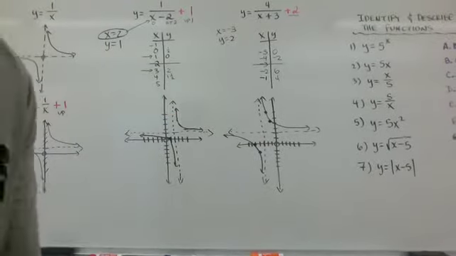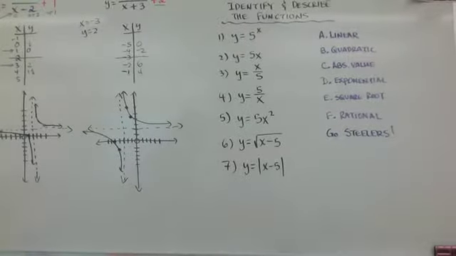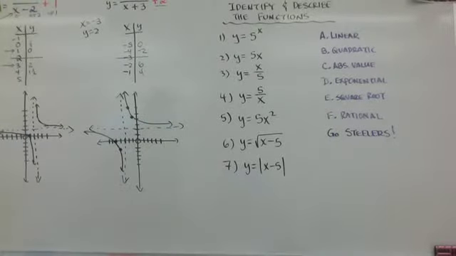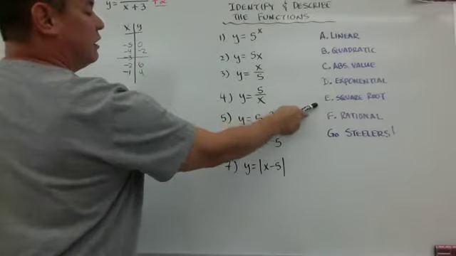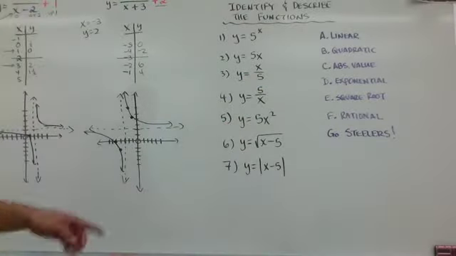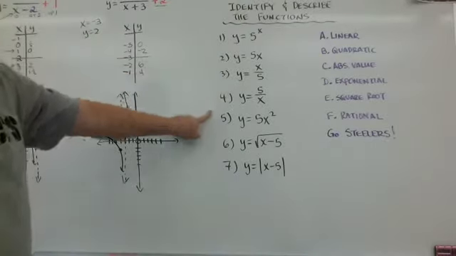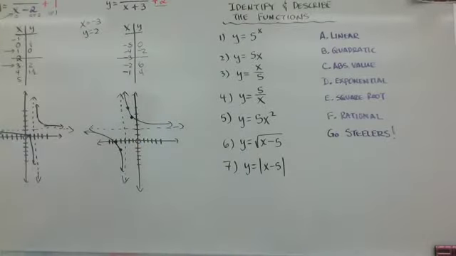Okay, last thing is just identify and recognize the different types of function. Which one is linear, quadratic, absolute value, exponential, square root, rational, and go Steelers. But which one do you think is linear? So go ahead and pause this here and try and see if you can figure out which ones are which. Okay?